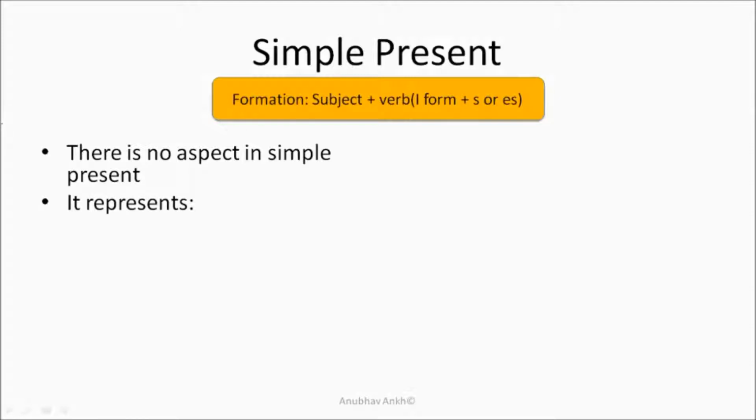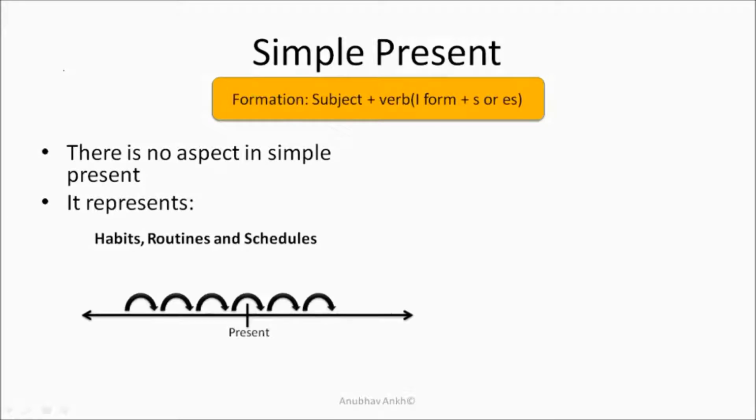What does simple present represent? What are the actions that we talk about in simple present tense? Let's see. The first thing is habits, routines and schedules. Clear? What is a habit? Something that we keep on doing again and again. A routine is also the same thing, something that keeps happening over and over again. So there is no stoppage to it. There might be at some point of time, but at the point of time when we are talking about it, there is no such thing. Clear? So basically in present tense there are habits and routines.